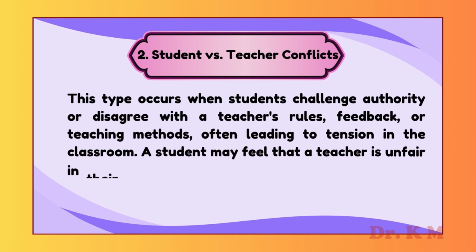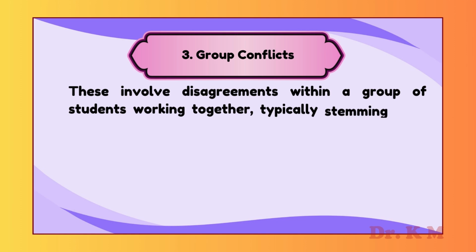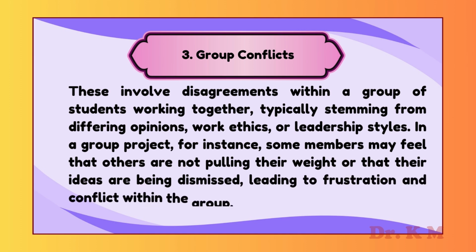2. Student versus teacher conflicts. This type occurs when students challenge authority or disagree with a teacher's rules, feedback, or teaching methods, often leading to tension in the classroom. A student may feel that a teacher is unfair in their grading or disciplinary practices, prompting them to argue or disengage from the learning process. 3. Group conflicts. These involve disagreements within a group of students working together, typically stemming from differing opinions, work ethics, or leadership styles. In a group project, for instance, some members may feel that others are not pulling their weight or that their ideas are being dismissed, leading to frustration and conflict within the group.